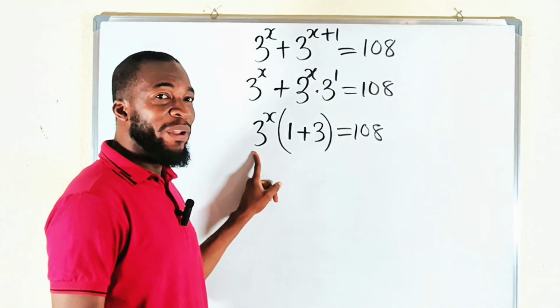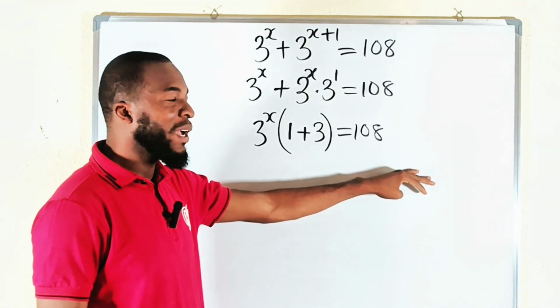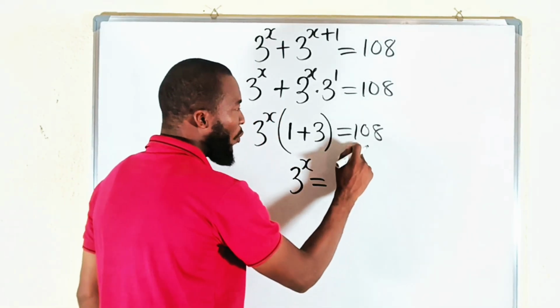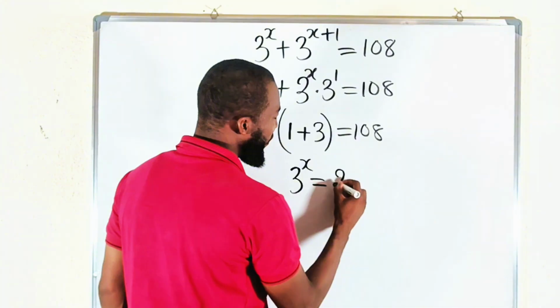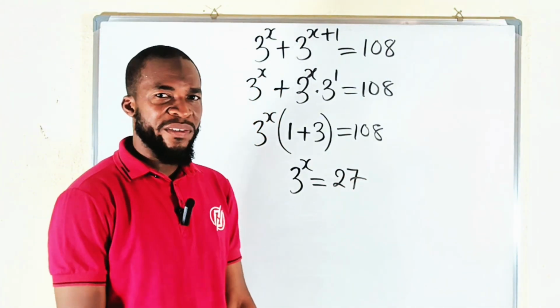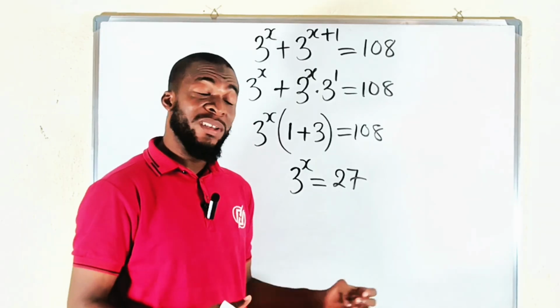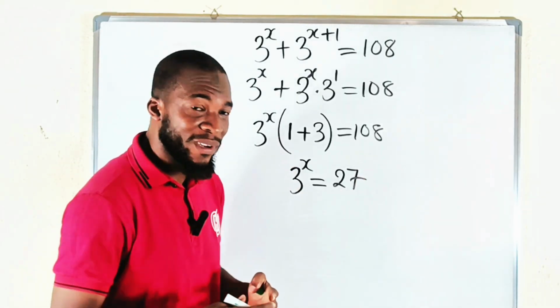And since 4 is multiplying this, you can divide both sides by 4, right? So leaving only 3 to the power of x to the left equal to 108 divided by 4, which is 27. But what is 27 in base 3? 3 times 3 times 3 is 27. And hence 27 is the same thing as 3 to the power of 3.